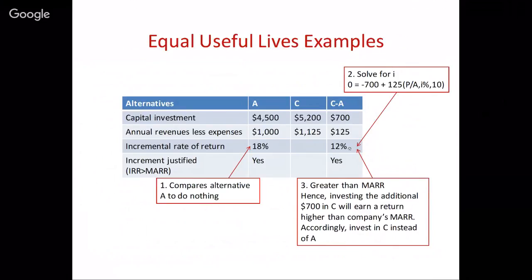Okay, I hope that is somewhat explanatory. And so our answer is yes, the increment is justified because this rate of return is greater than the MAR. So investing the additional $700 in C instead of A will earn a return higher than the company's MAR. So C is better than A. Remember, again, we never would compare this 12% here to the 18% over here, for example. All comparisons of a rate of return are to the MAR and to the MAR only.